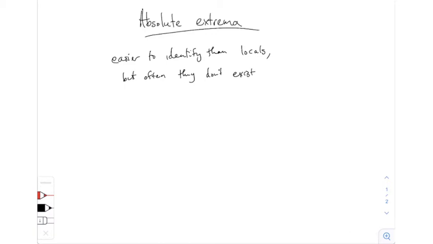So here's an example. You don't have to look too hard to make an example where absolute extrema do not exist. How about just a line like this? This function, the line, has no absolute minimum or absolute maximum because it just goes up forever as you go to the right, and it goes down forever as you go to the left.